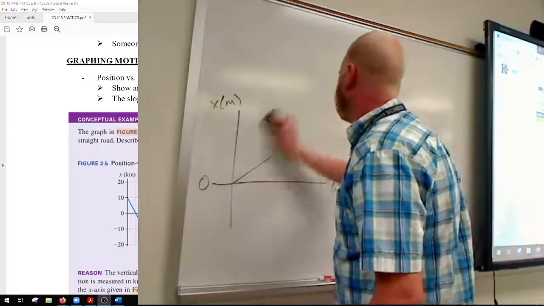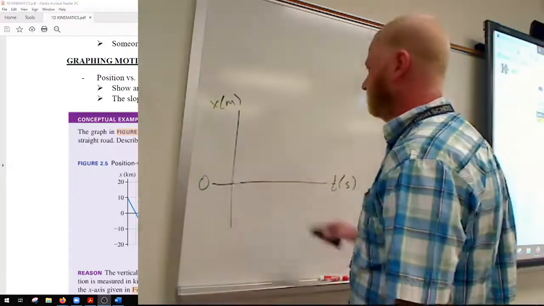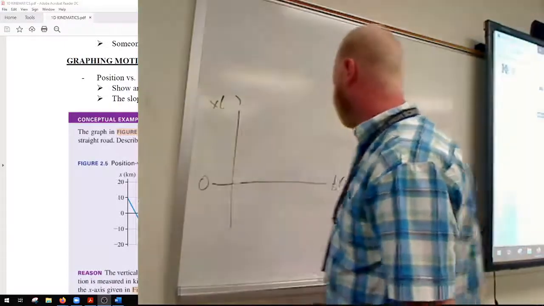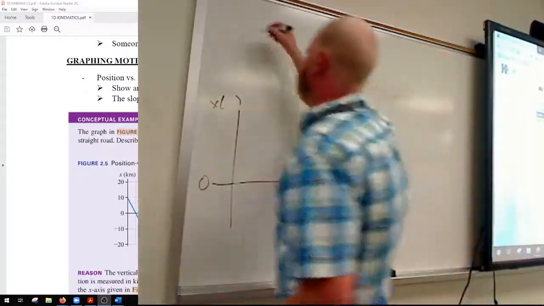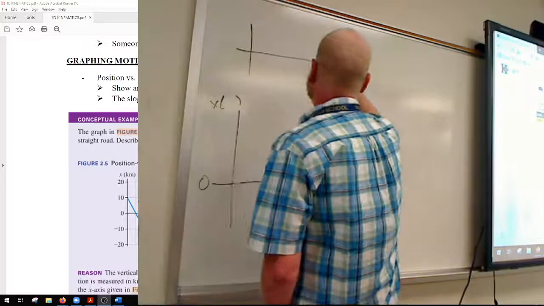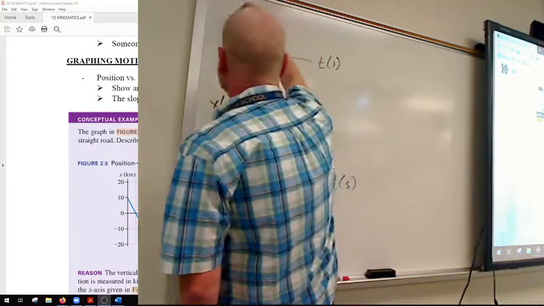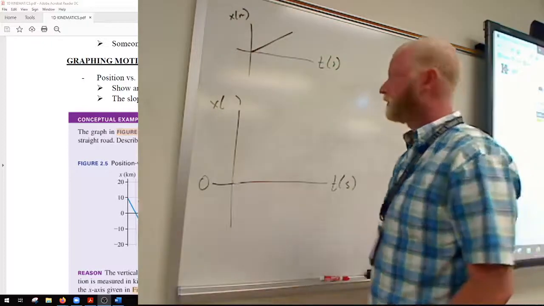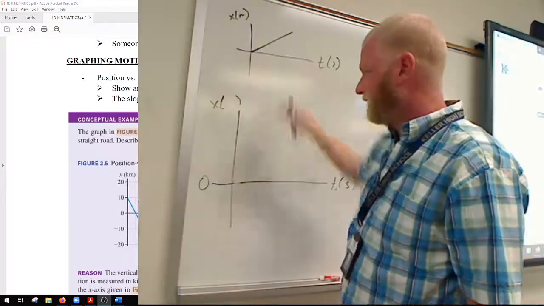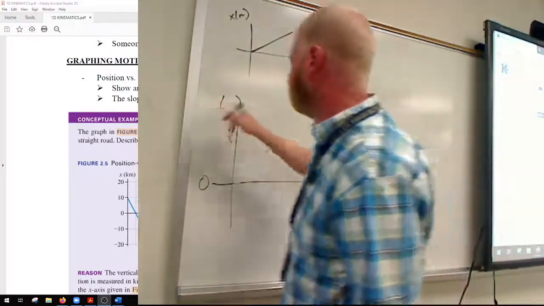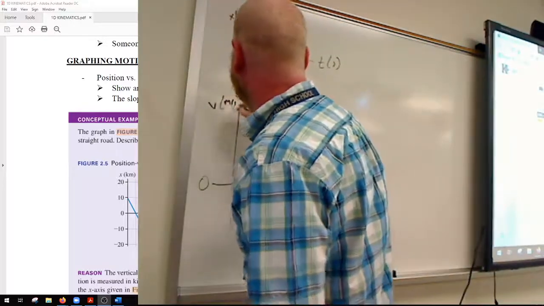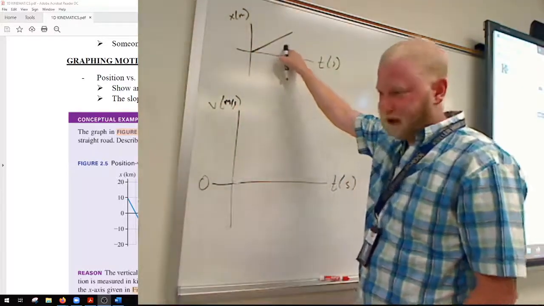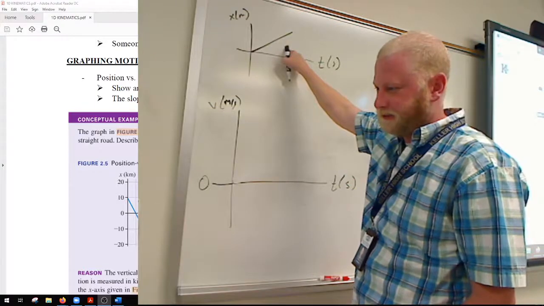Now, the other type of graph you might see, again, I'll put that position time graph back up here, is your velocity time graph. Now, what if we wanted to make a velocity time graph here that corresponds to this position time graph we just did?